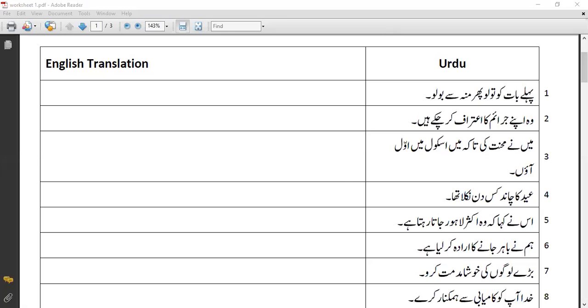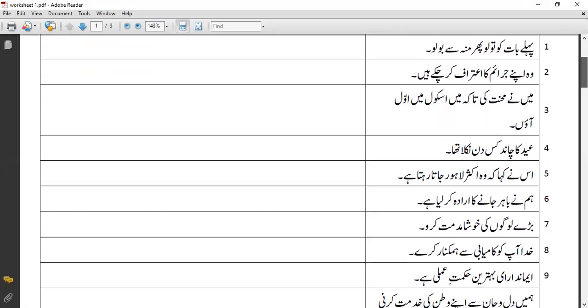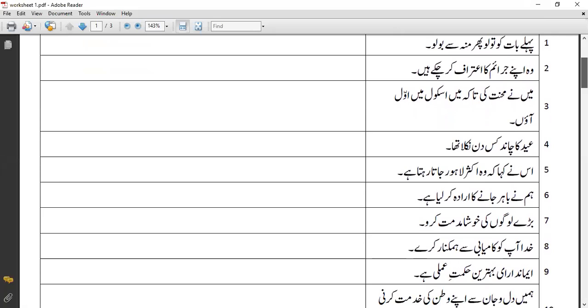So this is the worksheet which has got all the translation questions. Just have a look at these. Okay. And these translation sentences, you can write the meanings in English. If you make any mistakes, or if you're not sure about any of the sentences, you can definitely ask me.